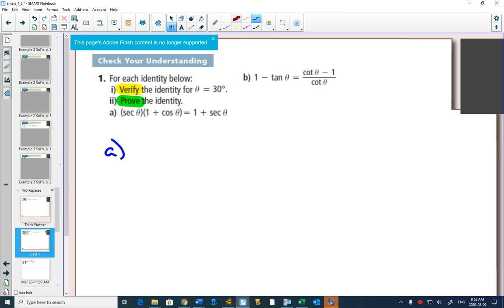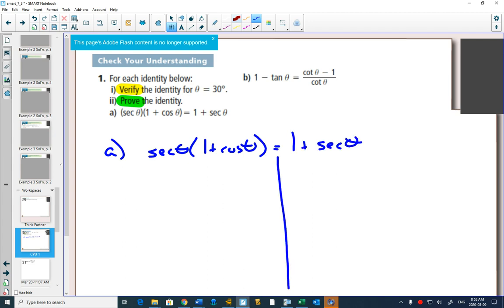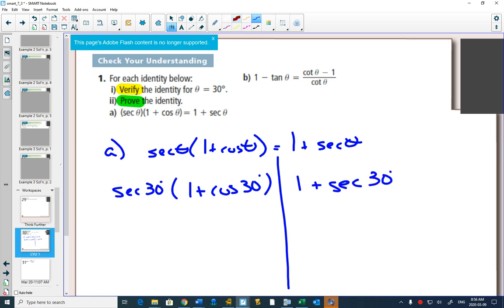So in A here, you would write out your question, secant theta times 1 plus cos theta equals 1 plus secant theta. And just like a proof, you're going to put a line down to separate your left side from your right side. The difference in a verify question is you actually plug in the value. So instead of theta, I'll write secant of 30 degrees, 1 plus cos of 30 degrees, and on this side, 1 plus secant of 30 degrees.